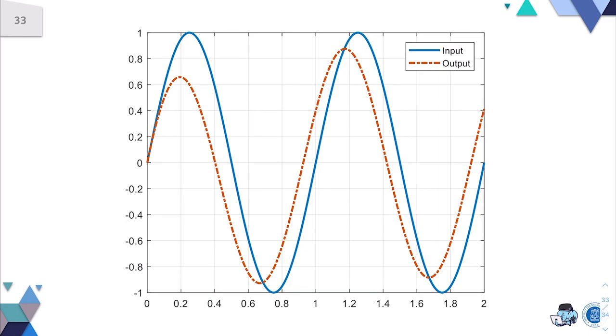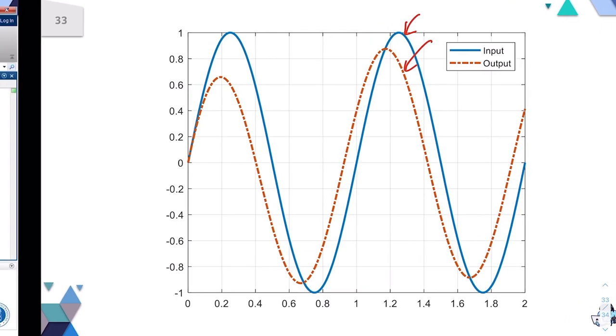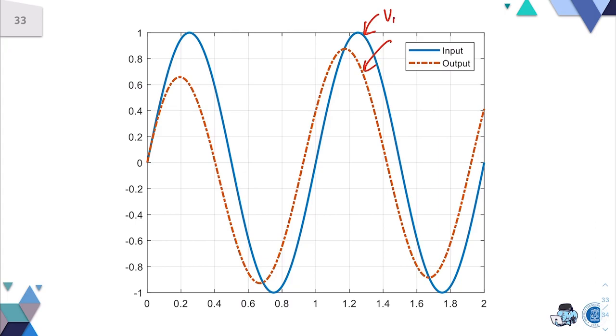Okay, this is the result. This is the input signal, and this one is the output signal. In this case, this is Vin as a function of time, and this one is the Vout as a function of time. Okay, so that's all my presentation for this practicum.